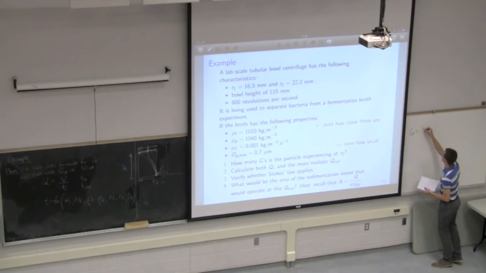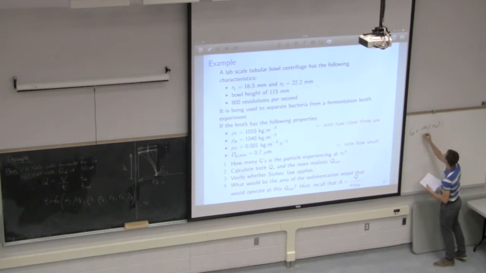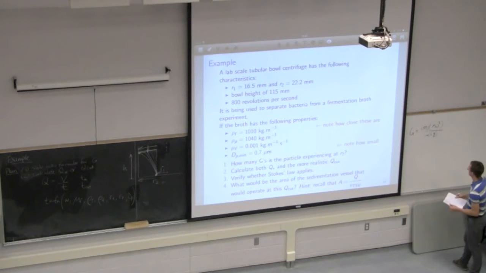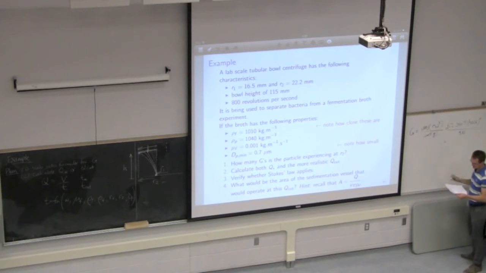G is the ratio between the acceleration that the particle experiences multiplied by its mass, which is r omega squared, relative to what that particle would experience in a single regular gravitational environment. So the m's cross out, and then it's r omega squared. So the radius I assumed was the worst case radius, which is the outer edge. So it's 22.2 times 10 to the minus 3 meters, multiplied by 5026, which is omega, squared, divided by 9.8.